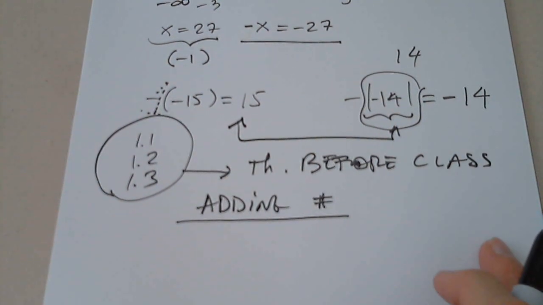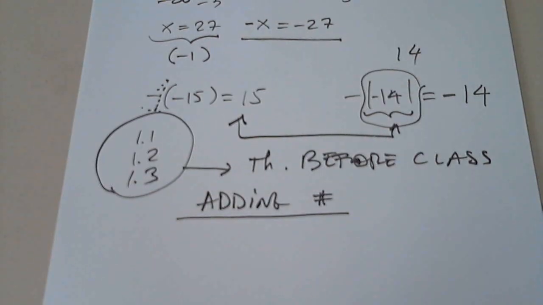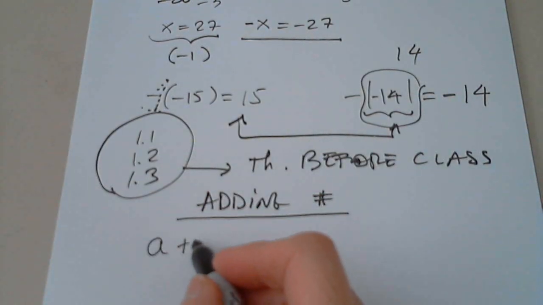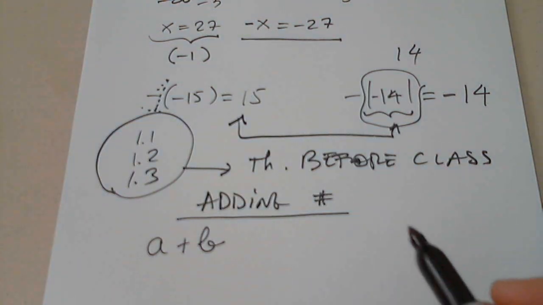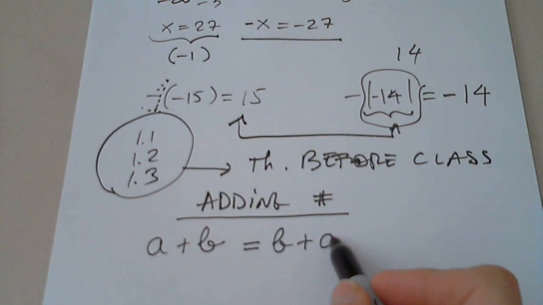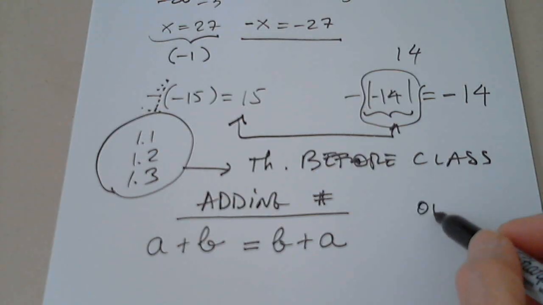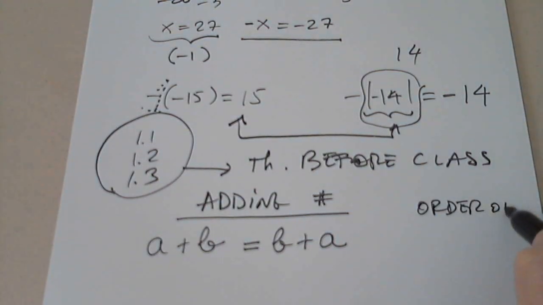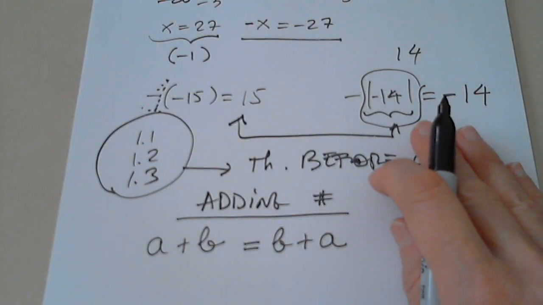So there are several properties of adding numbers. Here's one. If we add two numbers, A plus B, it's the same with adding them in any order. So for those of you who are already ahead, you probably got to order of operations. We're going to talk about them extensively.